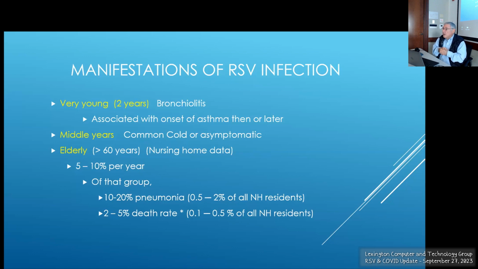So if you look at nursing home residents and you test them for RSV, you can test for antibodies, you can do cultures, whatever you test for, about 5% to 10% per year of nursing home residents are infected. Now, this is a very closed environment. They sit around all the time. One person comes in with RSV, it goes everywhere, just like the COVID did.